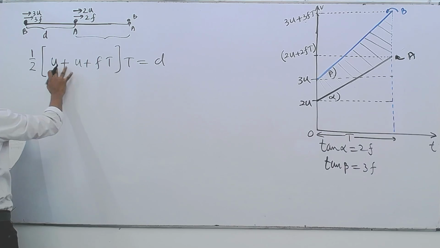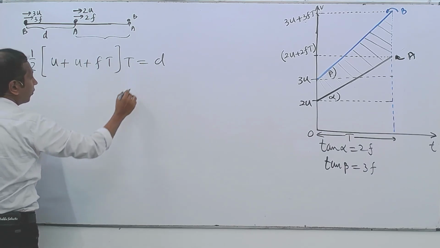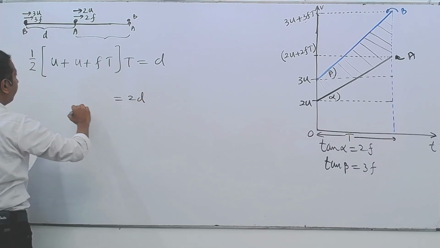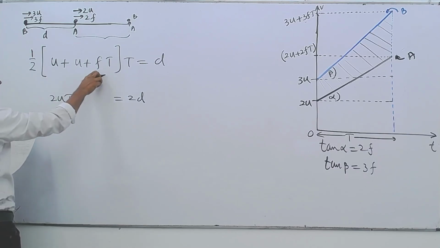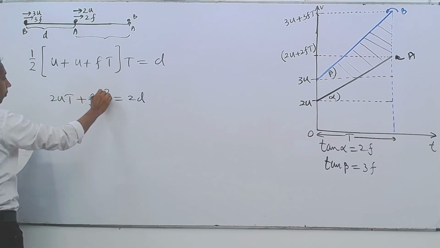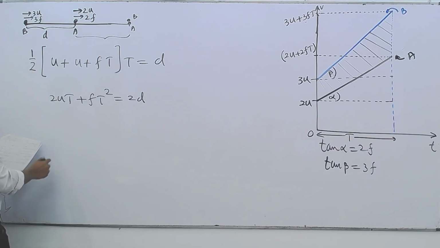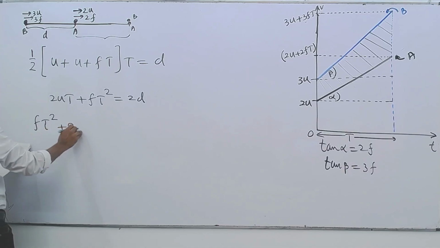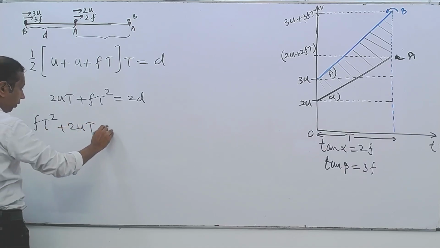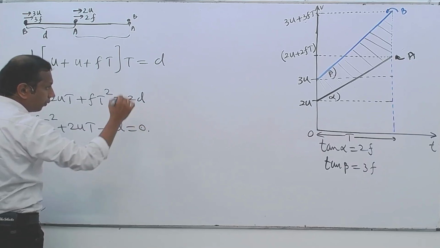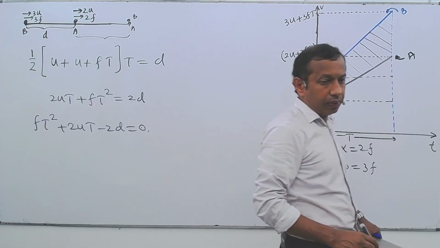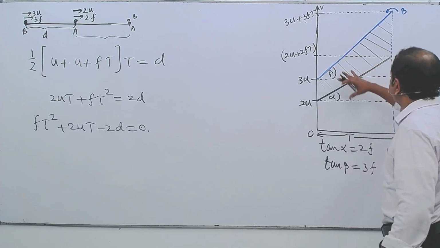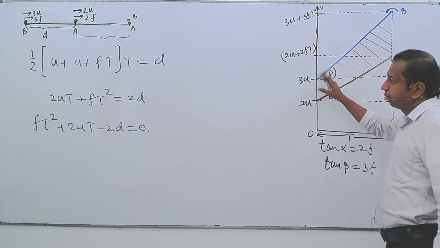Here we get, using the formula for the trapezium, 2u t plus ft squared. Then we get ft squared plus 2u t minus 2d equals 0. Right? This way we can take that area. This is a trapezium.